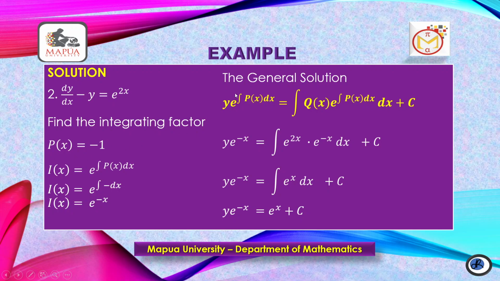Since for the general solution we have to multiply by the integrating factor, we have the y here times the integrating factor e raised to negative x, and then on the right side, the q of x, which is e raised to 2x, times the integrating factor e raised to negative x dx. Then simplifying, this is now e to the x, because e to the 2x times e raised to negative x is only e raised to x. Then we can evaluate the integral of e to the x dx as e to the x upon integration plus c.